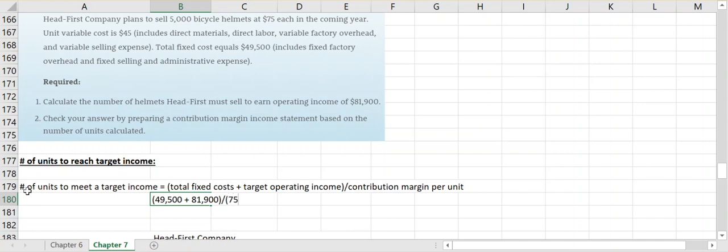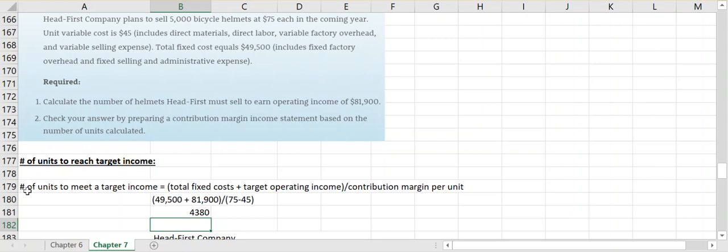Contribution margin per unit is your selling price per unit minus your variable cost per unit. So our $49,500 plus the $81,900 divided by our $30 per unit contribution margin means that we would have to sell 4,380 helmets in order to reach that target.